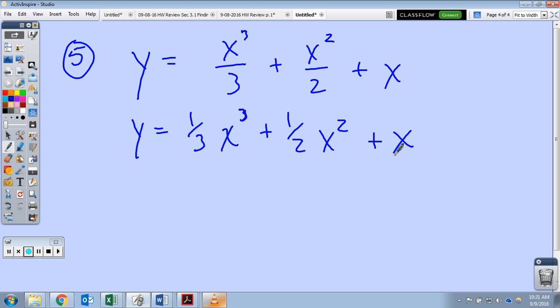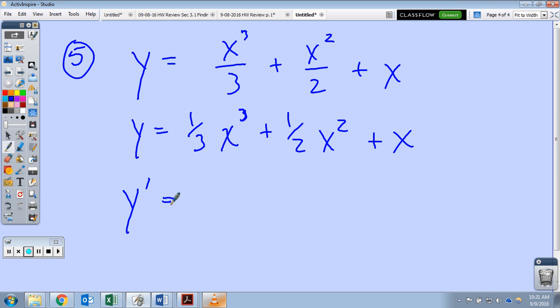Now, when they say find dy/dx for these problems, they could have said find y prime. It's understood. Saying the same thing. So y prime or dy/dx. dy/dx is a little more specific. It implies with respect to what independent variable, but here it's understood to be x.